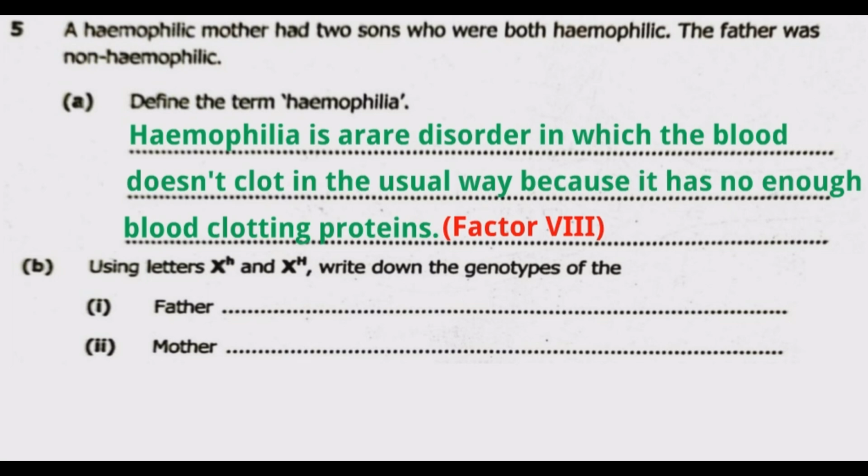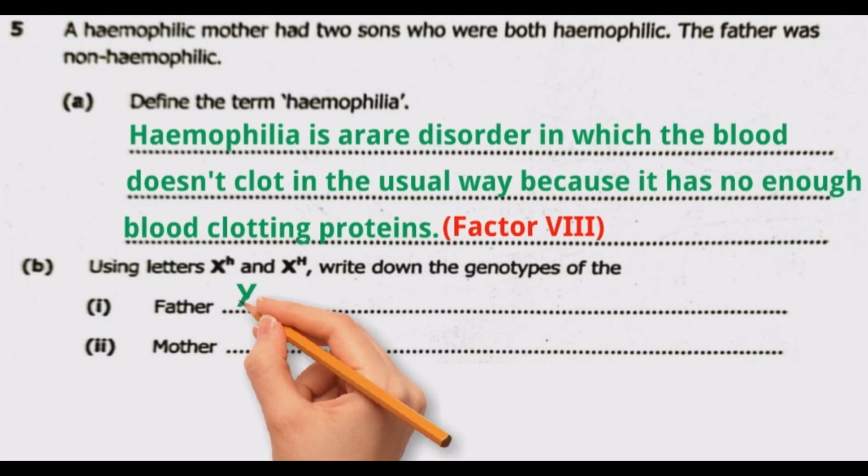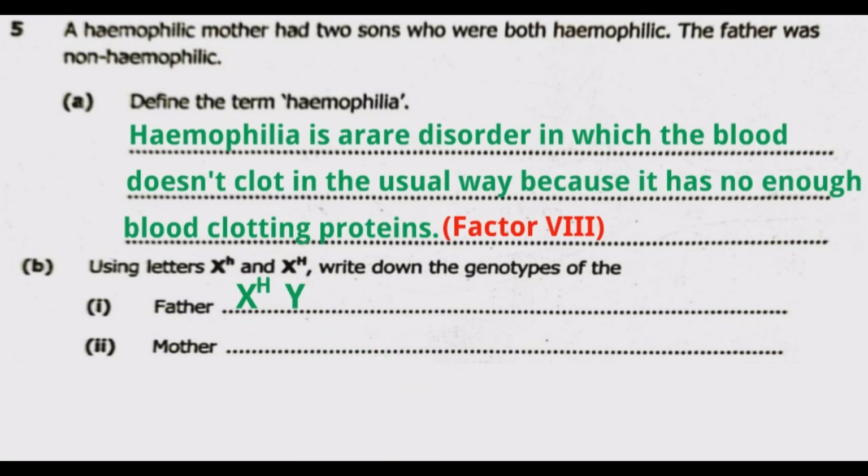Let's talk about the first question, which is the genotype of the father. A male has XY. Since the father is non-hemophilic, as we are told in the statement on top, he is going to have a capital letter H on his X, because he doesn't have the medical condition of hemophilia.